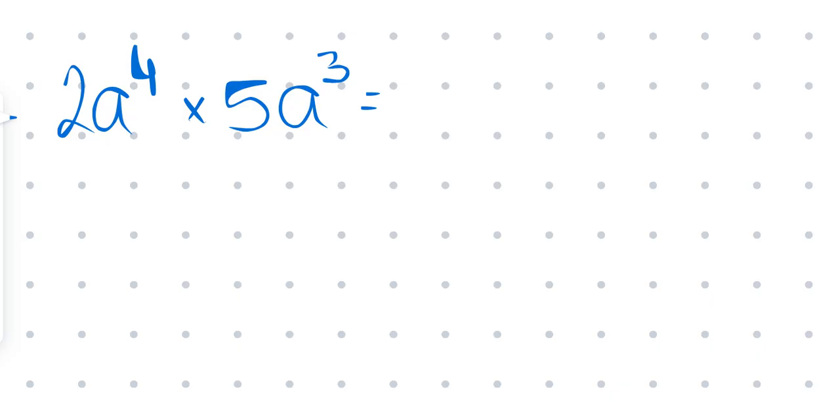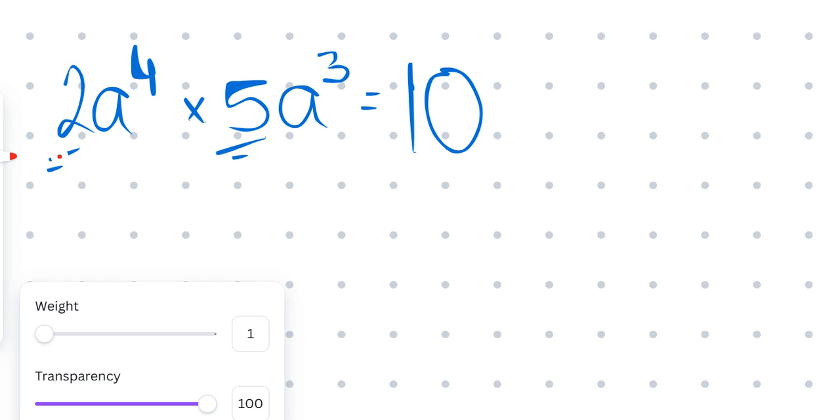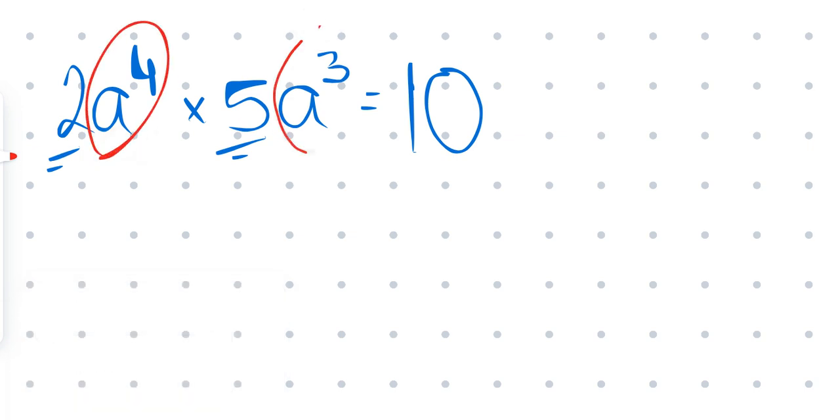So basically, in this case, we have 2 multiplied by 5, which is equal to 10. And then we have a to the power of 4 and a to the power of 3, which is equal to, we said we add the exponents over here, so that will be equal to a to the power of 7. That's it, we have the answer.